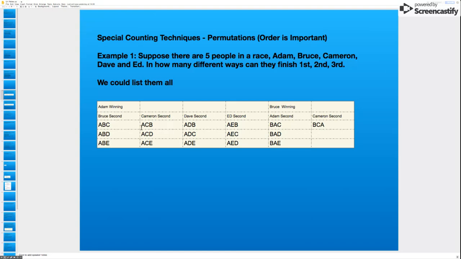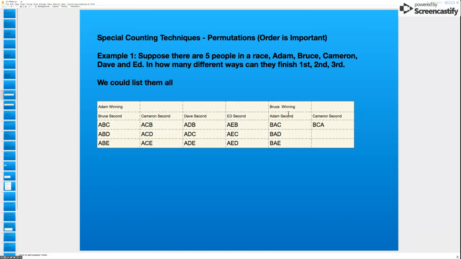Then we can look at when Adam wins and Cameron comes second. And obviously, if Adam and Cameron have already come first and second, third must be Bruce, Dave, or Ed. Then we can look at Adam coming first and Dave coming second. So Adam, Dave, Bruce; Adam, Dave, Cameron; Adam, Dave, Ed. Then we can look at Adam coming first and Ed coming second. So then you've got Adam and Ed, Bruce; Adam and Ed, Cameron; and Adam and Ed, Dave. And that is all the ones where Adam comes first. And already we've got 12.